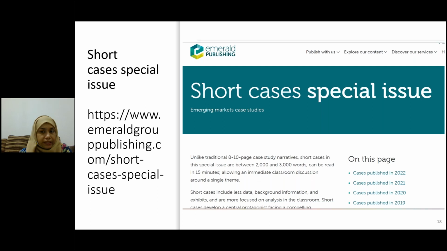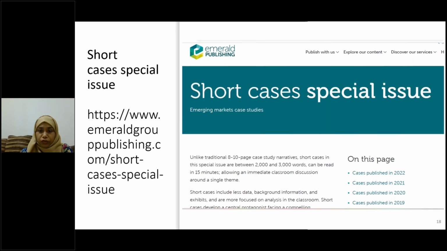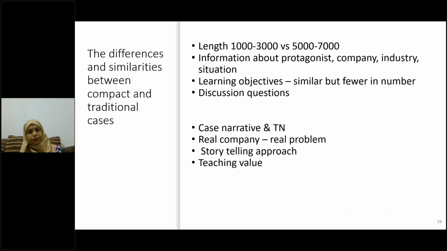So we also have previous short case special issues. You can go through there and see some examples. Of course, you have to understand that there is no hard and fast rule that it should be like this, but there are some common elements, some common rules of thumb that we need to follow. So that's what I'm going to share with you.